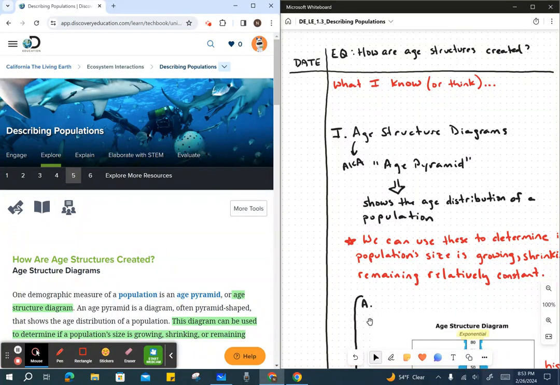Okay, explore number 5, describing populations. The essential question: how are age structures created? So we're continuing to look at different demographic measures, and we're going to be looking at age pyramids now, also known as age structure diagrams. So go ahead and write down that essential question and write down what you know or think.